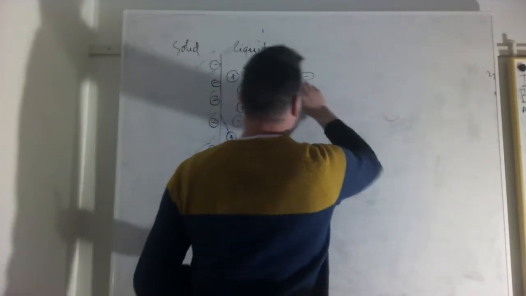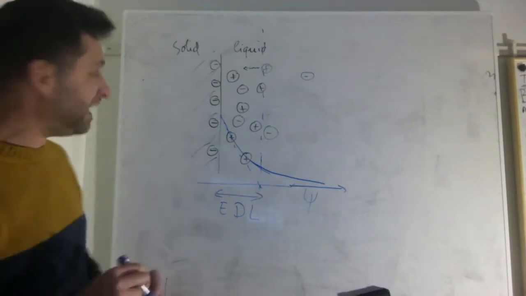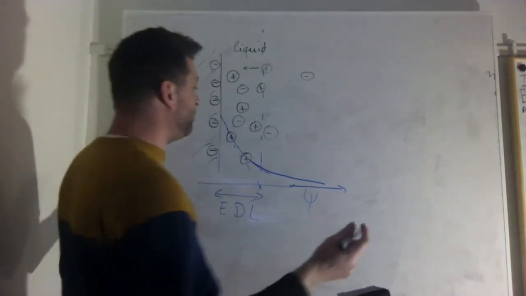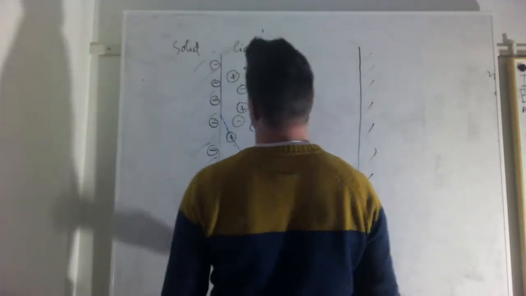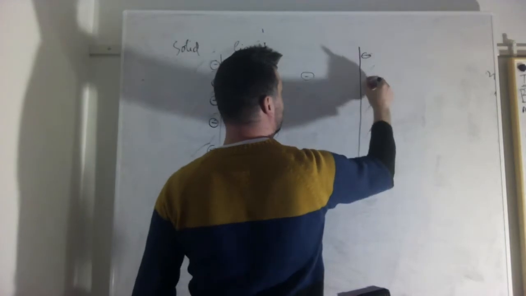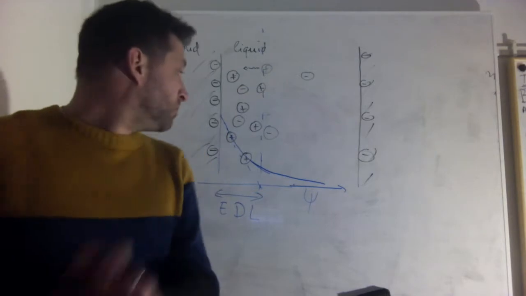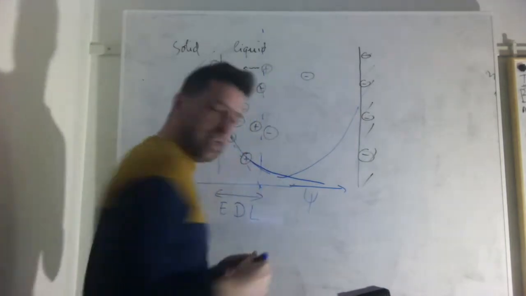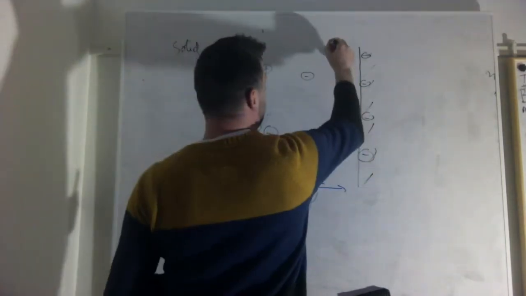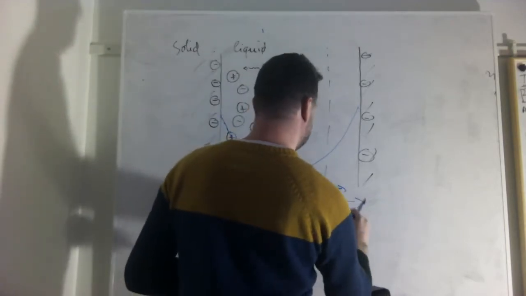Now let's see what we can do with such an EDL in a microfluidic channel. In a channel, I do not have only one wall. Typically, I have two walls, so I'll have another wall, most likely in the same material. So I get my negative charges here, and I get a charge buildup. I will also get a potential that builds up, and I have another EDL here that will be just as large.